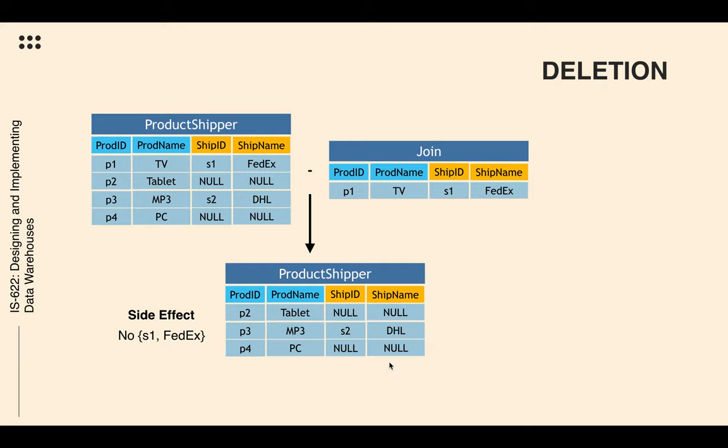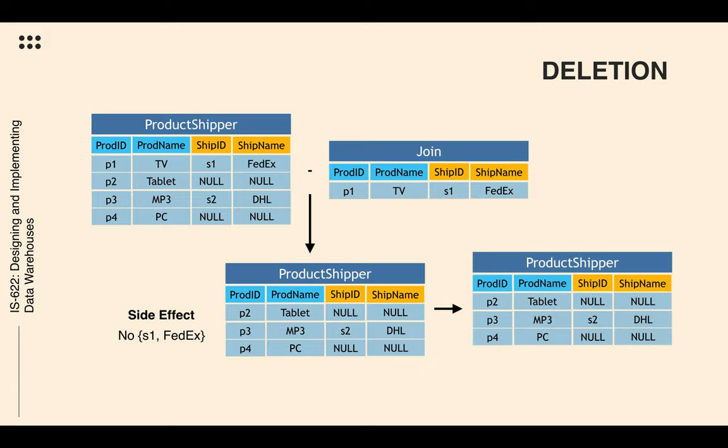So there should be. Okay, so before removing, I will see if I have no other record which has S1 FedEx. I will try to add a null for it. So I will try to add a record which is using null on both product ID and product name. So this is how deletion works. Again, throughout the whole process, you just saw that I never looked into my base tables. That's why it is called partial information.